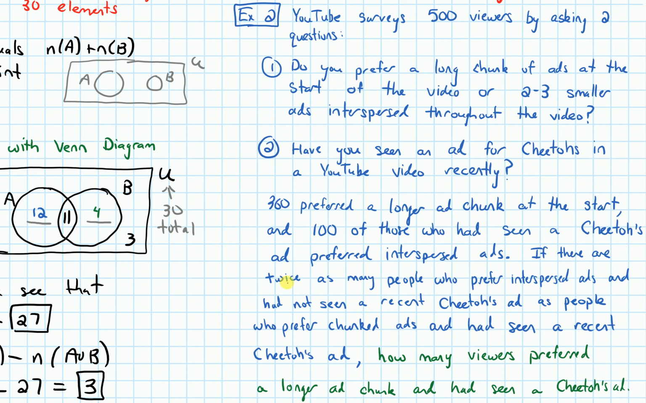If there are twice as many people who prefer interspersed ads and had not seen a recent Cheetos ad as people who preferred chunked ads and had seen a Cheetos ad, how many viewers preferred a longer ad chunk and had seen a Cheetos ad? I guess I should have a question mark here then.